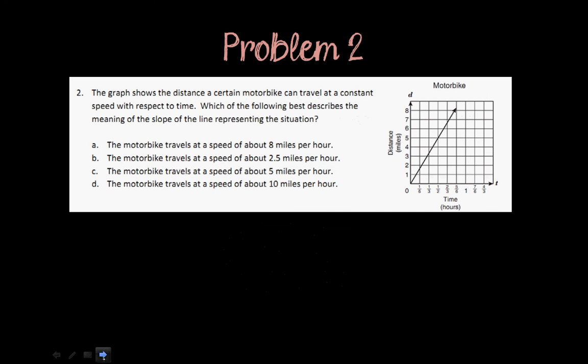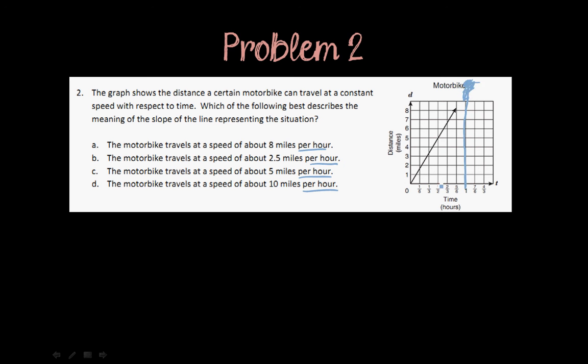Okay. Problem number 2 says the graph shows a distance a certain motorbike can travel at a constant speed with respect to time. Which of the following best describes the meaning of the slope of the line representing the situation? So slope, remember, is rate of change. It's asking how fast the distance of this motorbike is changing. We want an answer per hour, but if you look here at the 1 hour mark, we don't have graph, and I don't want to guess. I would like a more precise way to do it.